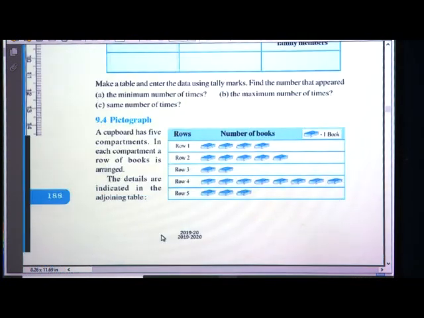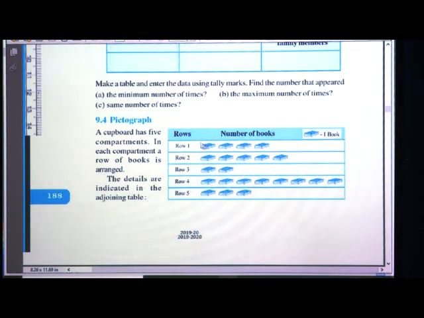Now, let us see about pictograph. A cupboard has 5 compartments. In each compartment, a row of books is arranged. How many compartments does it have? It has 1, 2, 3, 4, 5, and in each row a number of books are arranged. The details are indicated in the adjoining table.